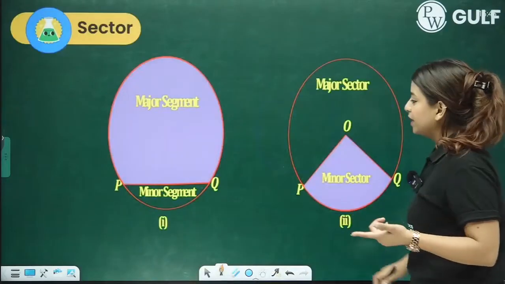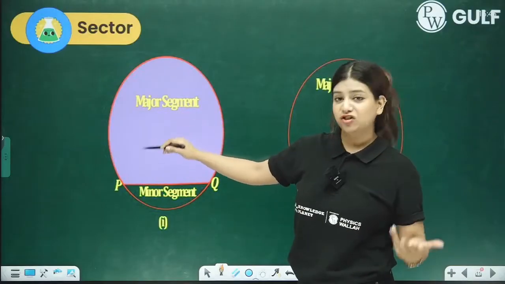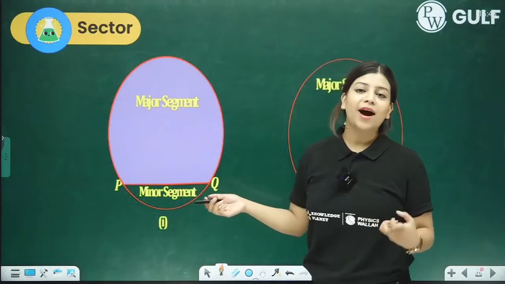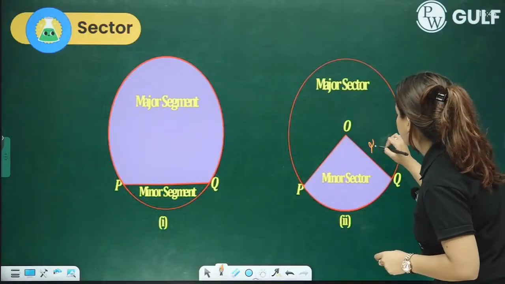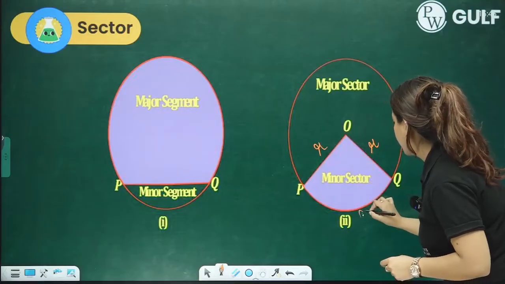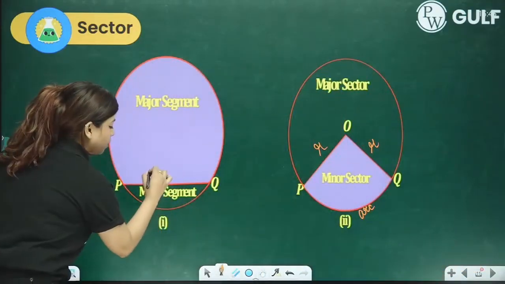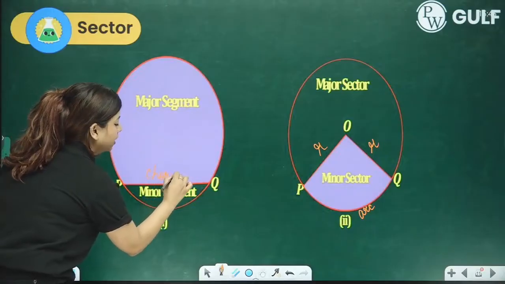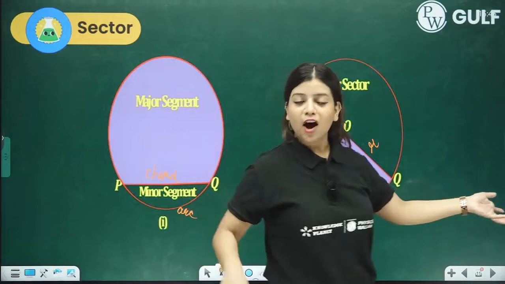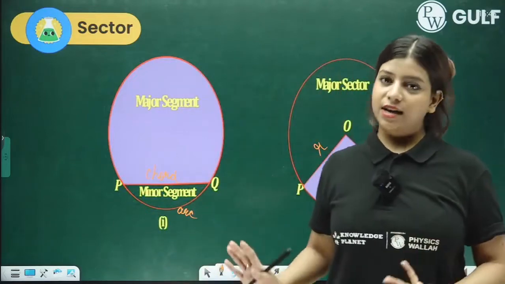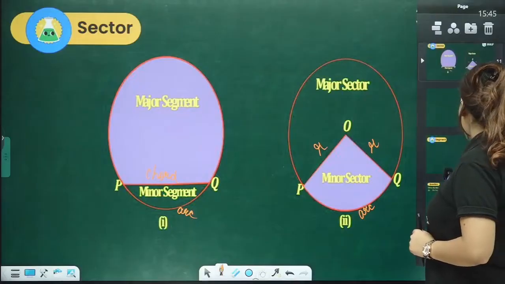Now such regions which are separated by a chord, the greater region is the major segment, the smaller one is the minor segment. When we talk about sector, students, sector is comprised of radii and arc. When we talk about segment, the segment is only comprised of chord and arc. Sector, radius and arc; segment, chord and arc. Right? I hope the difference is clear between sector and segment.